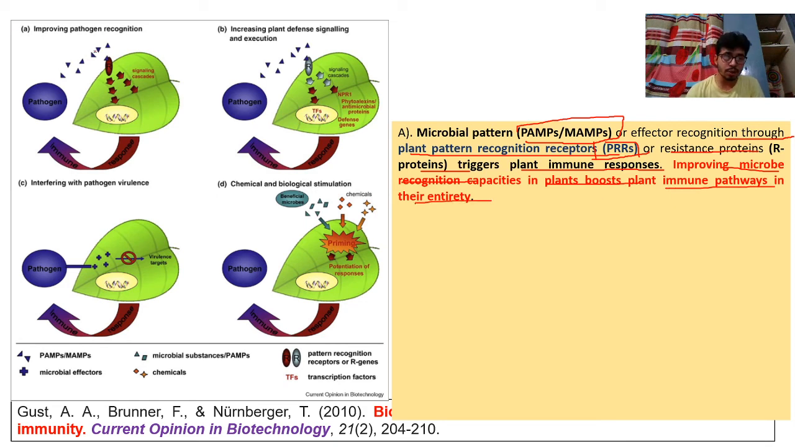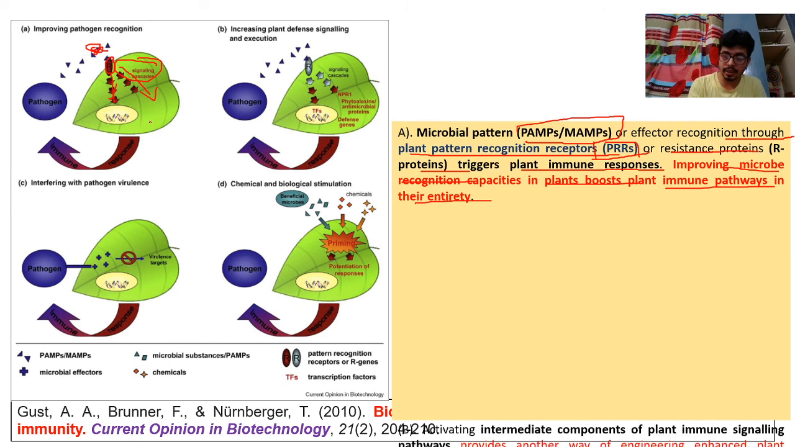So if this PAMP molecule is recognized by this R protein, the plant, which has a special characteristic of memory, starts a signaling cascade to boost its immune system. So they are triggering the immune response by improving the microbe recognition capacity. The plant is boosting itself by recognizing that particle. So this particle is really very important.